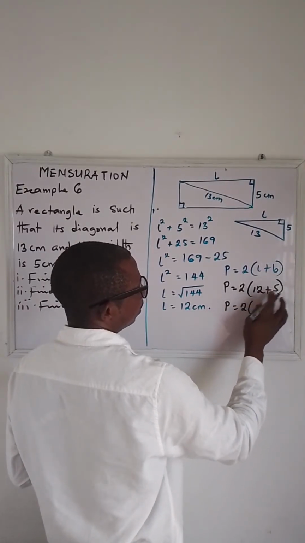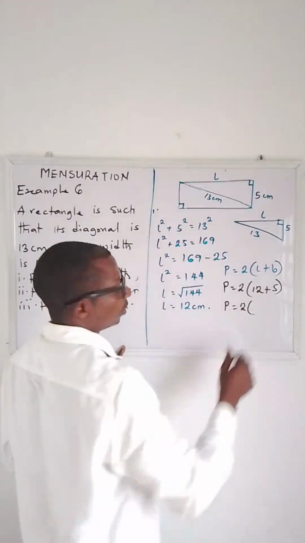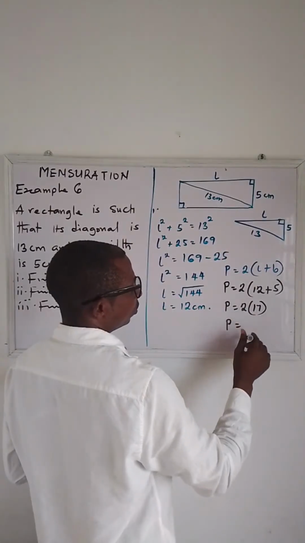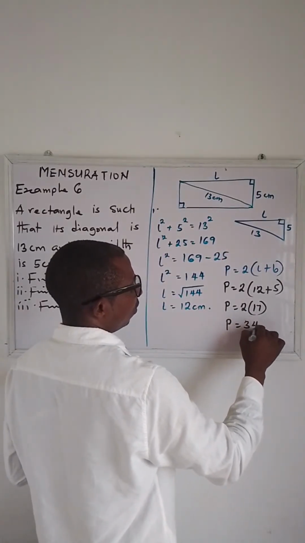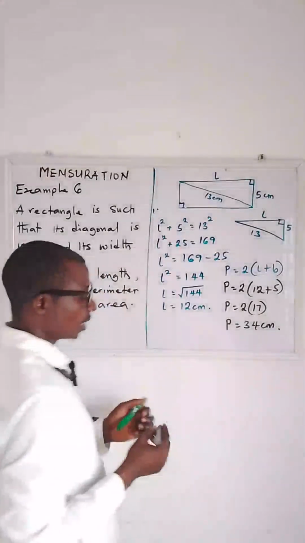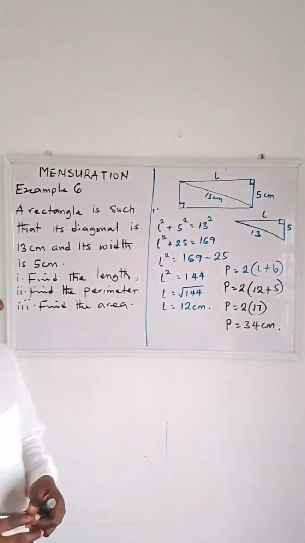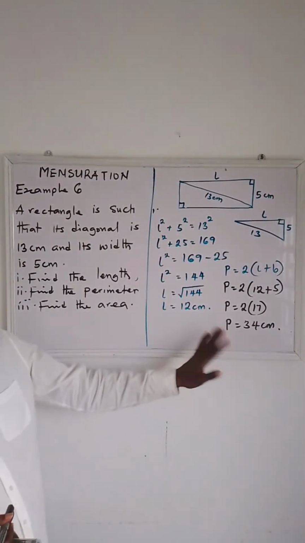So we have P equals to 2 times. Now when you add this and this together, what do you have? You have 17. And you multiply this by 2. What do you have? You have 34 centimeter. So that is going to be the perimeter of the rectangle.